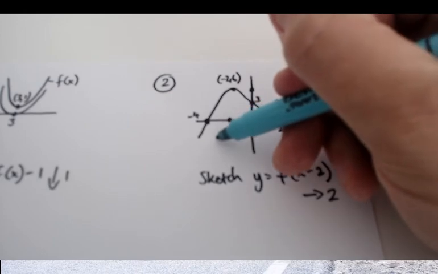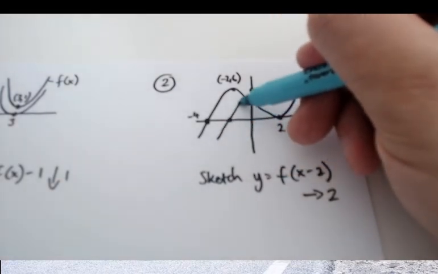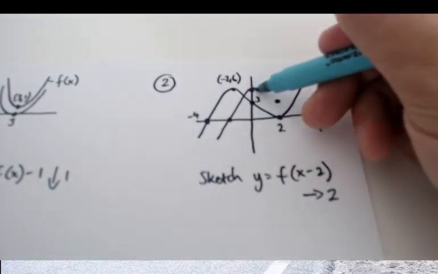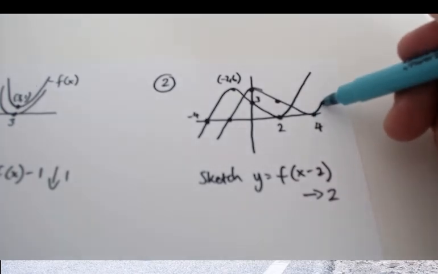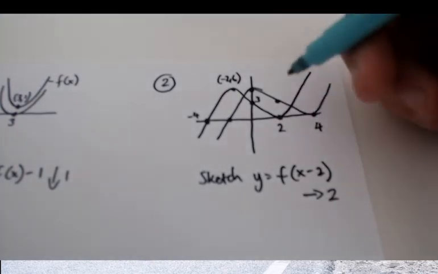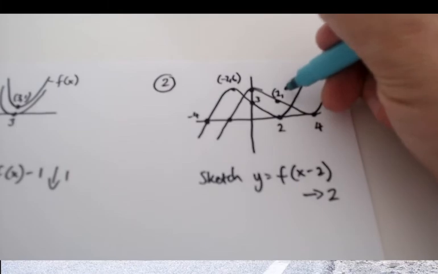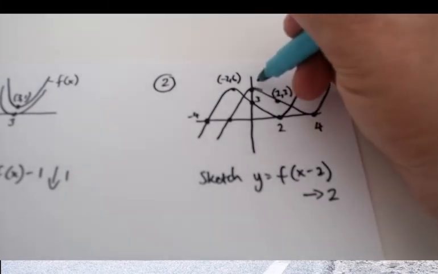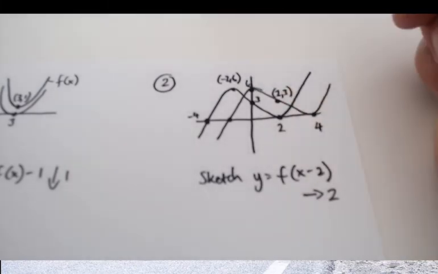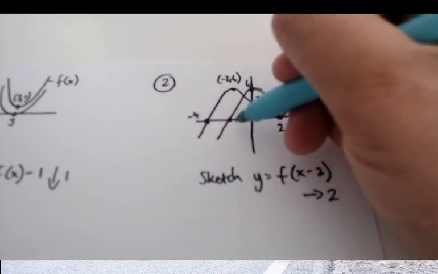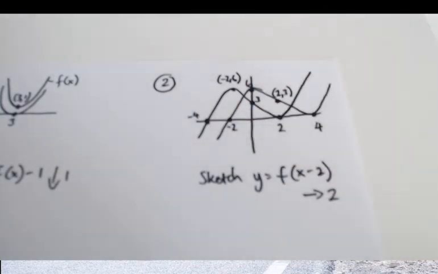So the curve should follow the same shape of what it did before, like so. And I just need to mark in that was the point 2, 3. That was the point 0, 6. That is minus 2. And I've marked in all my points.